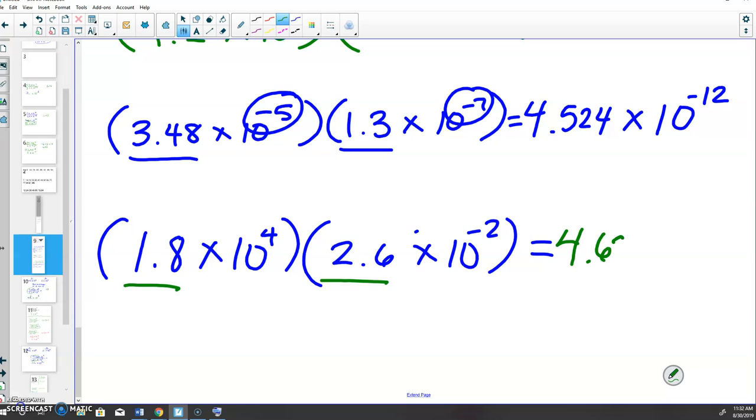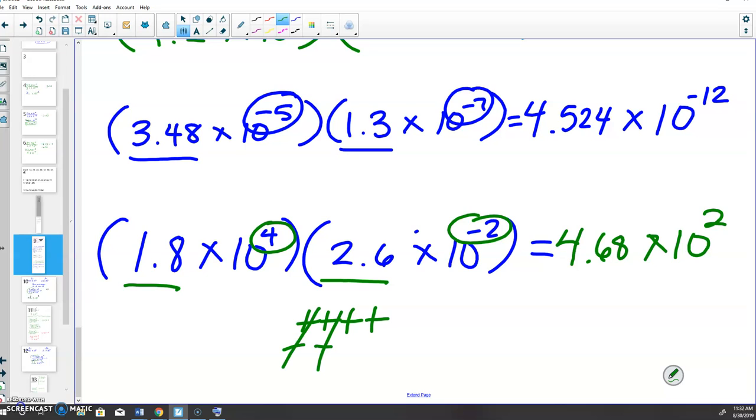Yeah. When you did 1.8 times 2.6, what did you get? 4.68. Times 10 to the 4 plus -2. 2. You got confused. You have 4 positives, 2 negatives. They cancel each other out, and you're left with 2 positives. What if my decimal would have been in the wrong spot on my answer? Would I have had to fix it?